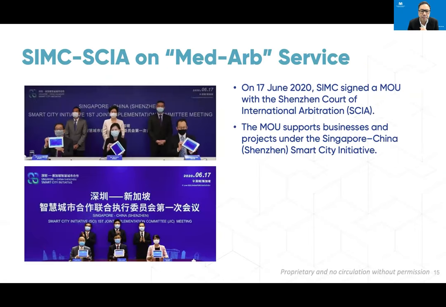Next chart. We also signed last year a MOU with the SCIA, the Shenzhen Court of International Arbitration. This is very useful, I thought, to bring up with members of the SECI, because this is the first time that an arbitral center has given recognition to a mediated agreement, not through arbitration, just by mediated agreement, for it to be enforceable in that center.